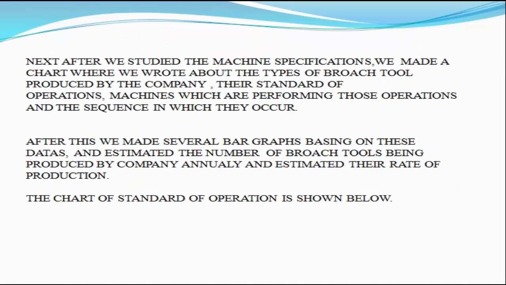Next, after we studied the machine specification, we made a chart where we wrote about the types of broach tools produced by the company, the standard operations, the machines which are performing those operations and the sequence in which they occur. After this we made several bar graphs based on these data and estimated the number of broach tools being produced by the company annually and also the rate of their production. The chart of the standard operations is given below.